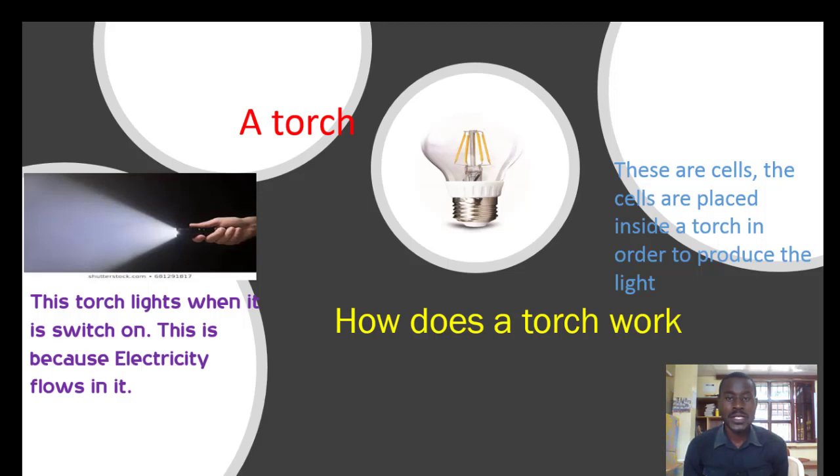Today we are introducing a new unit, and the unit is electricity and magnetism. This is an enjoyable session and I believe you're really going to enjoy it.